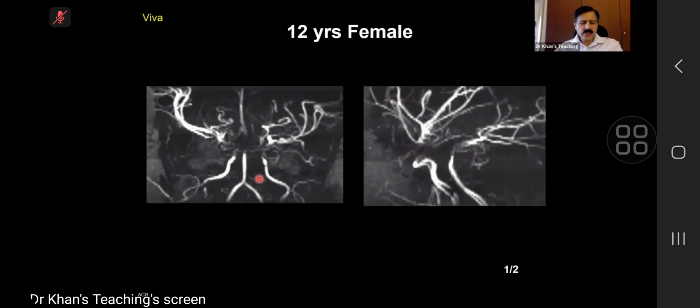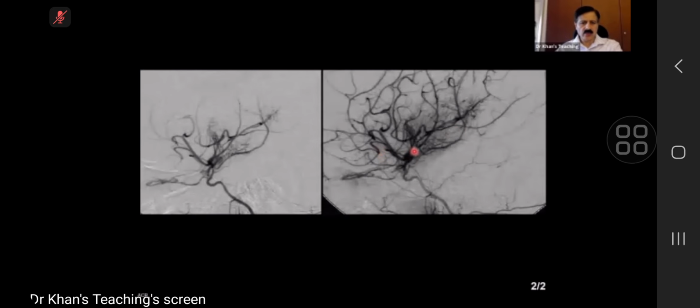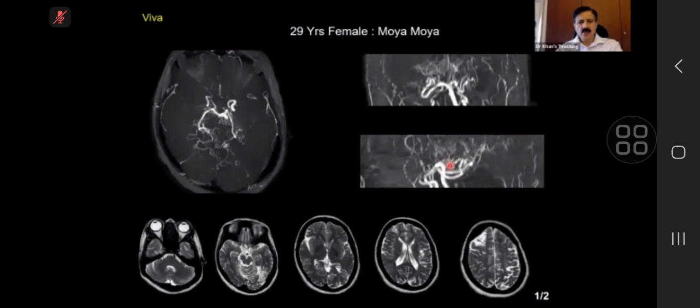Okay. So in this case, on this MRA study, you can see the large vessels. If you see the supraclinoid internal carotid, where is it? It is gone. ACA is gone. Proximal MCA is gone. You can see a bit of vessels here. And similarly on the left side also. And this gives you this puff of smoke appearance.